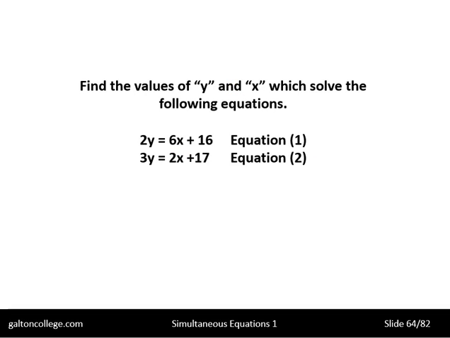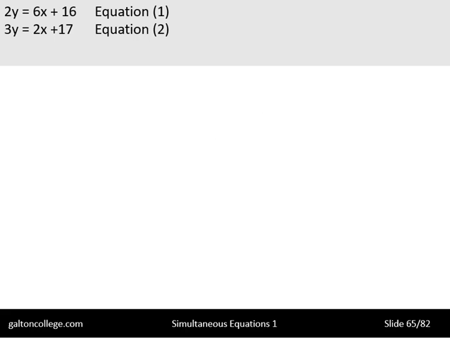Take a different example. 2y is equal to 6x plus 16. That's equation 1. And equation 2 is 3y is equal to 2x plus 17. Now we want to find the values of x and y. So that's our original equation. So let's just keep it there.